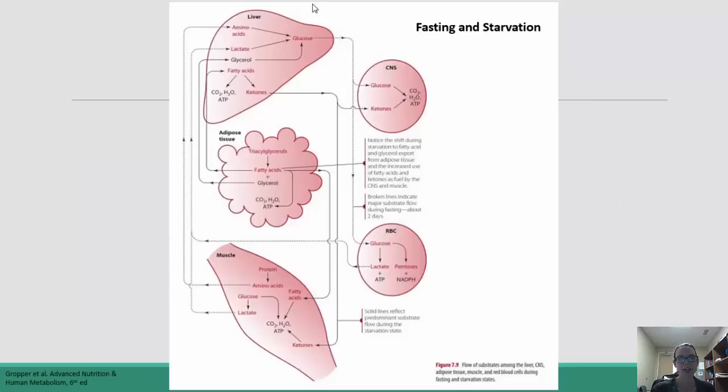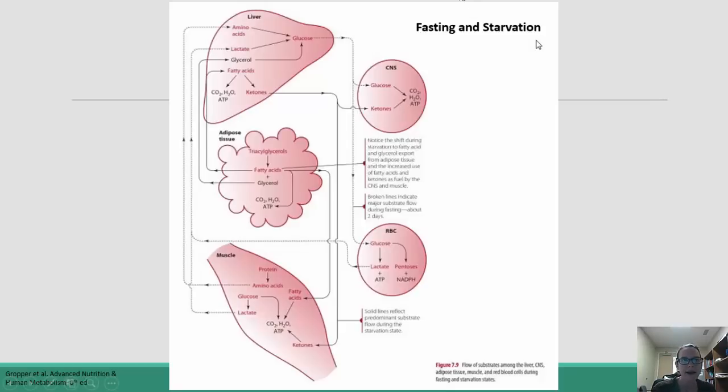Okay, so here we have our graphic that's talking about how our metabolism shifts during fasting and starvation. Now, in fasting, so we haven't had food for quite a while at this point, we rely more on gluconeogenesis because our glycogen is depleted, okay?